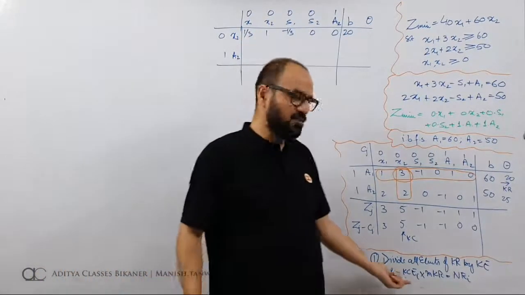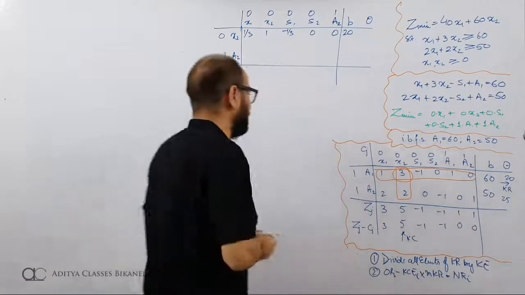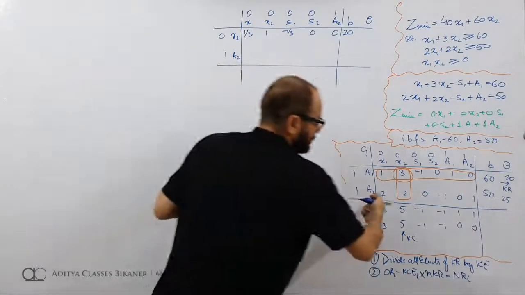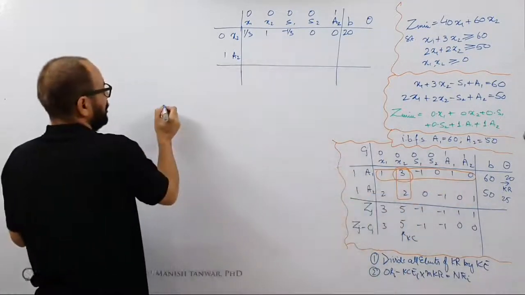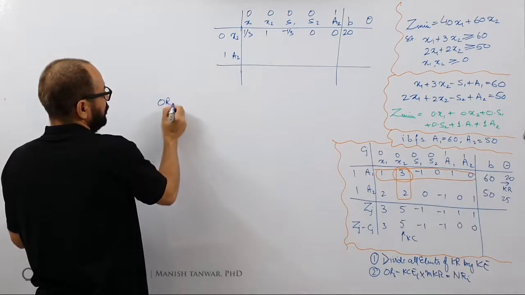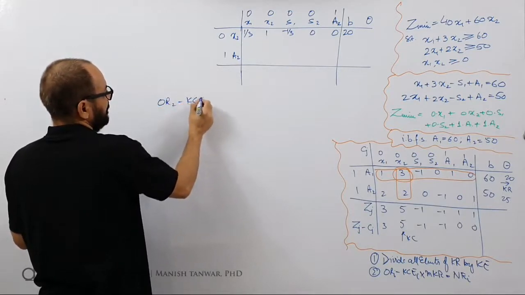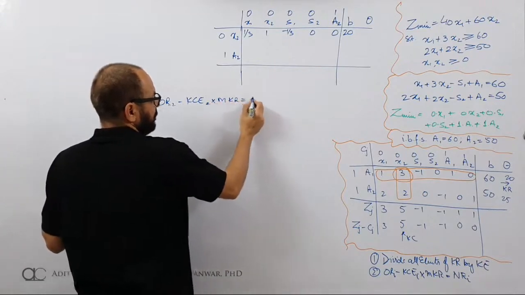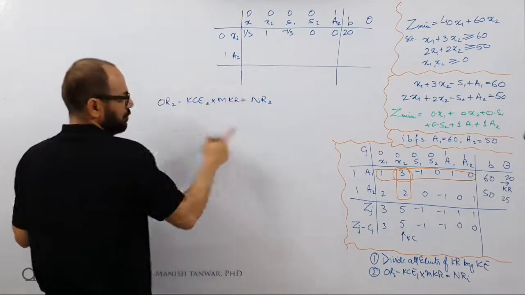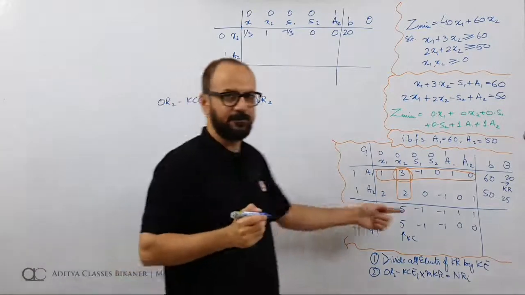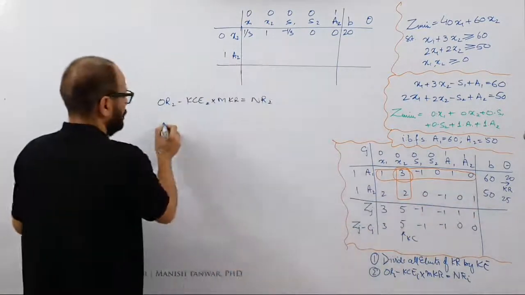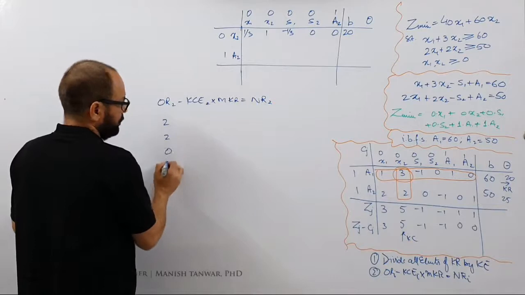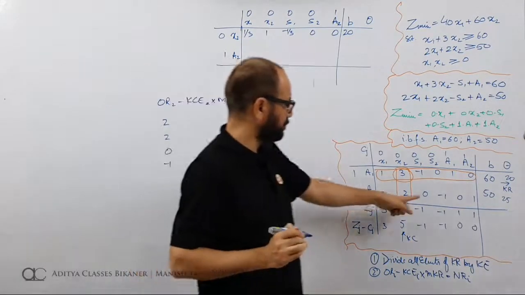Second rule is old row I minus key column element I multiplied by modified key row is equal to new row I. For old row 2, the formula becomes old row 2 minus key column element 2 multiplied by modified key row is equal to new row 2. Old row 2 is this one. We have a 2, 2, 0, minus 1.